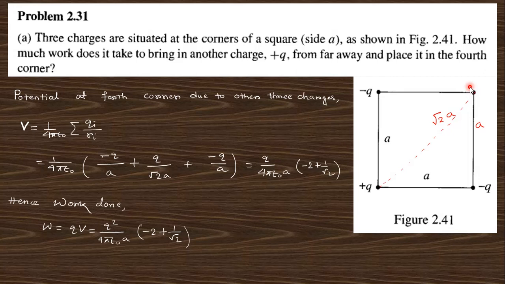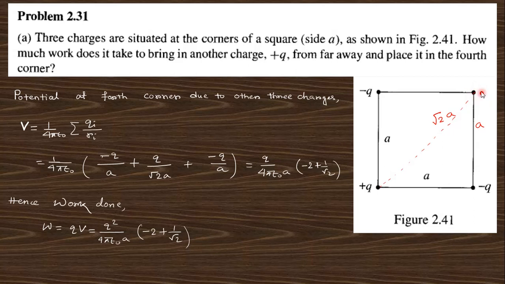So the work done will be the potential at that point multiplied with the charge. The potential at that point can be found for these three individual charges. This is a scalar sum of the potentials, because potential is a scalar quantity. So if you find the potential for these three charges, for this charge the potential will be 1 by 4 pi epsilon times minus q by a. For this charge also it will be minus q by a, but this charge is situated at root 2 a, right? So this will be q by root 2 a. Taking q and a as common, you will get minus 2 plus 1 by root 2. This is the potential at that point.